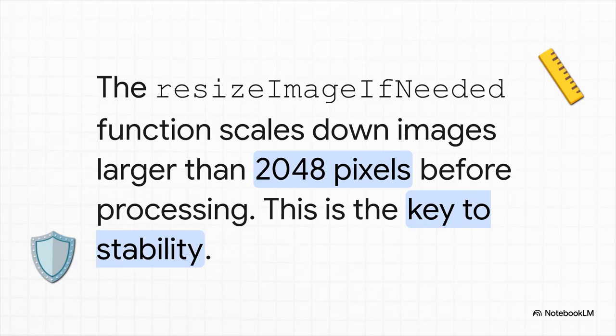If it's bigger than our set maximum, here it's 2048 pixels, it intelligently scales it down for the editing process. This one step is the key to stability. And don't worry, when we go to export the final picture, we'll use the original full-quality image. This is just for the editing part.